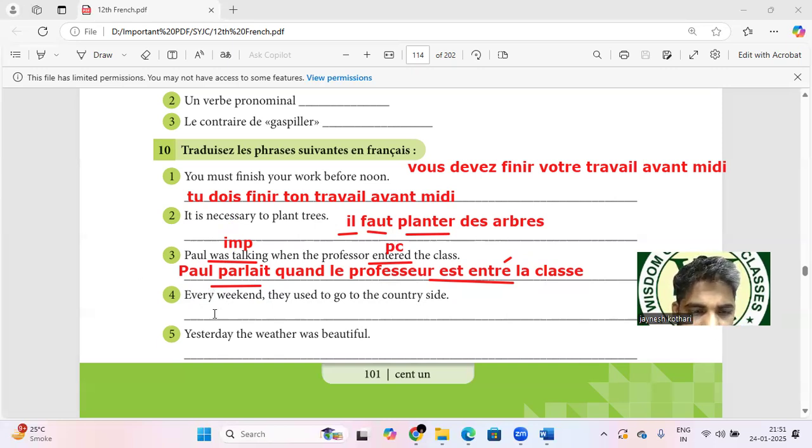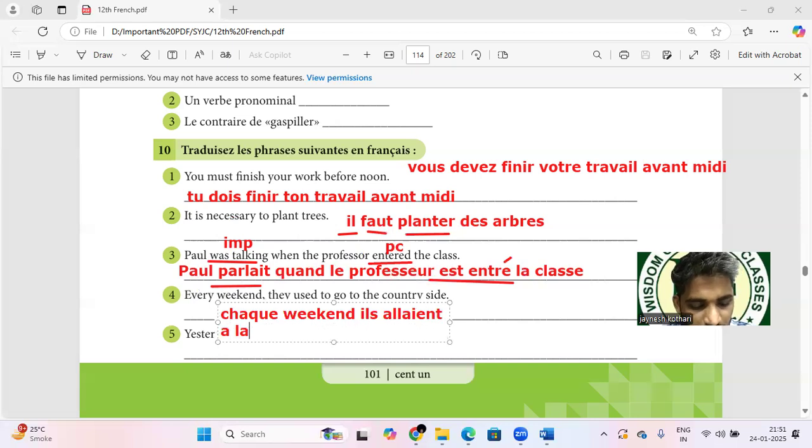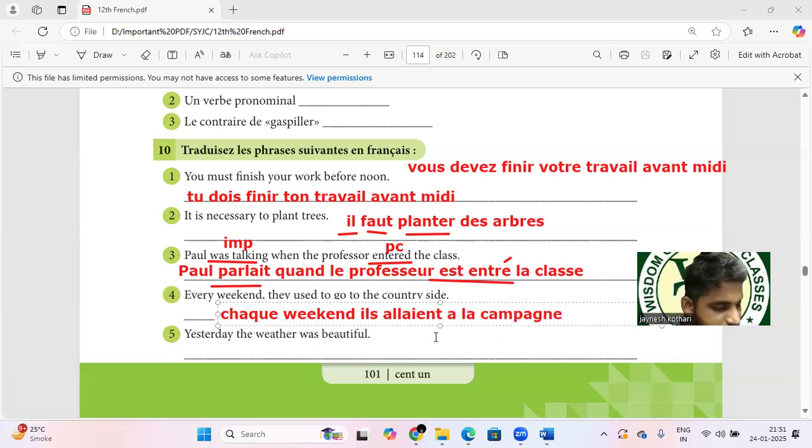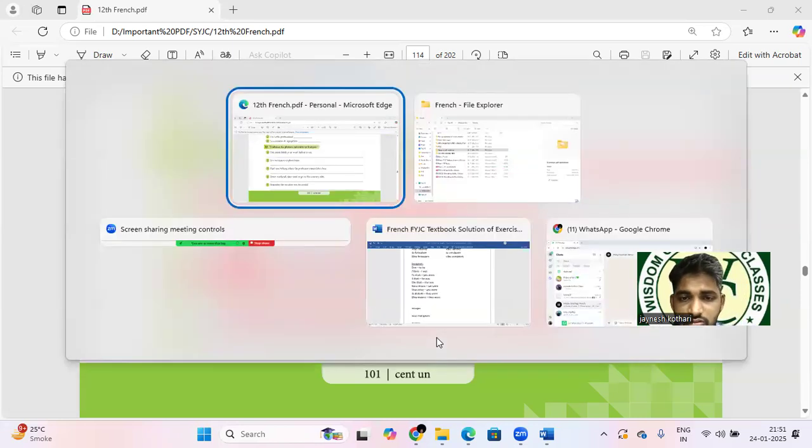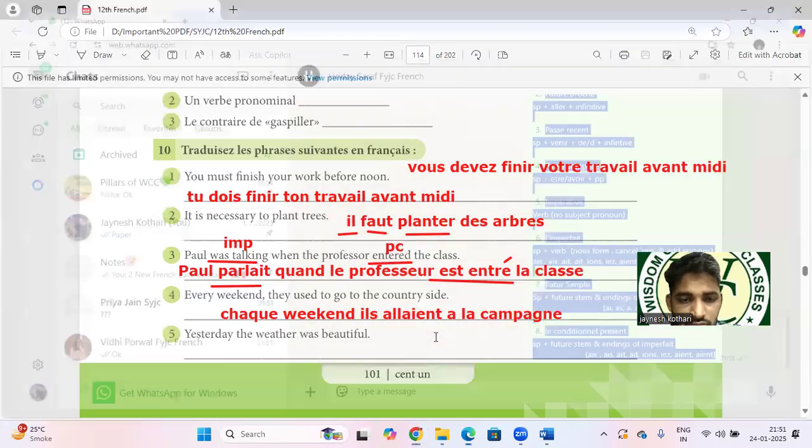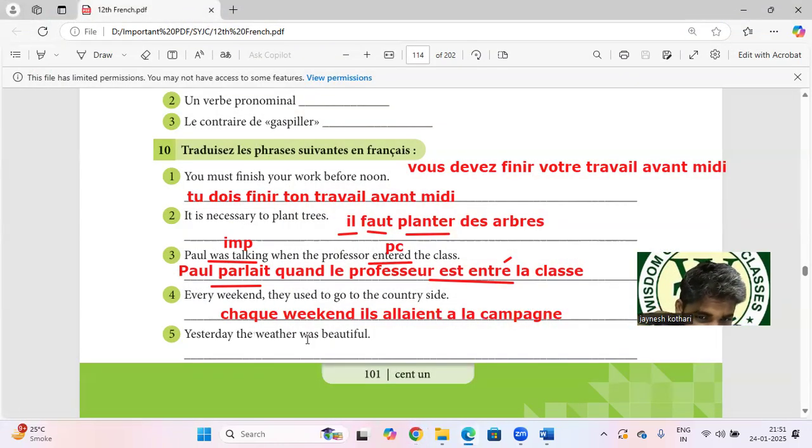Next is every weekend is to go to the countryside. So chaque will come, chaque weekend il va à la campagne. A la campagne at the countryside. Chaque weekend il va. They go to the countryside. Here an accent will come, students. Make sure that you're putting the right accent at the right time. Very important.